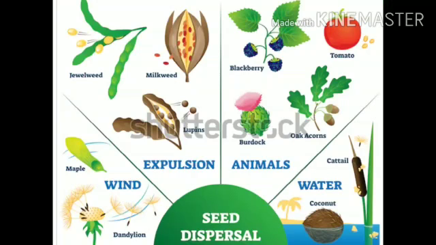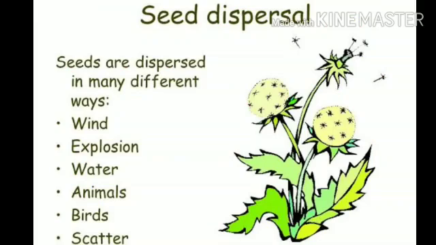Now we are going to see about the dispersal of seeds. That means we are going to see about the agents, how they spread seeds from one place to another with the help of air, water, animals and birds. We'll see them one by one.